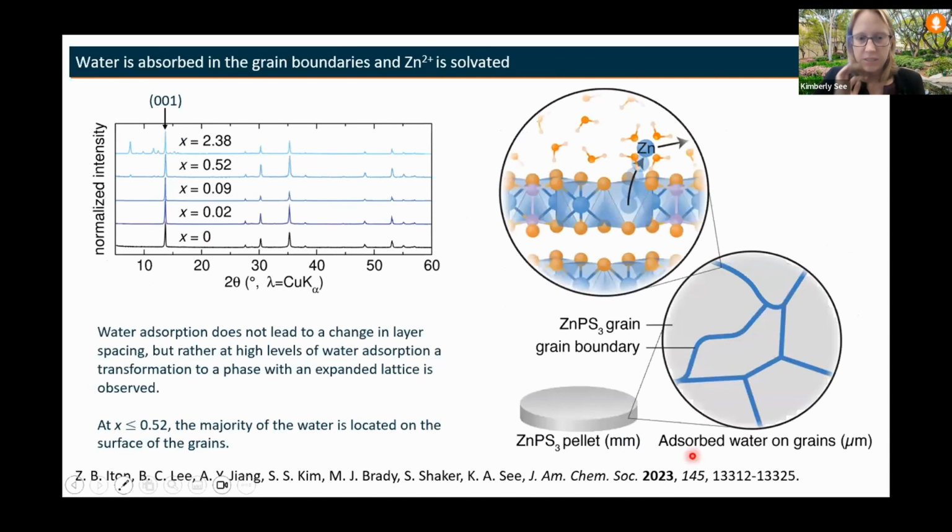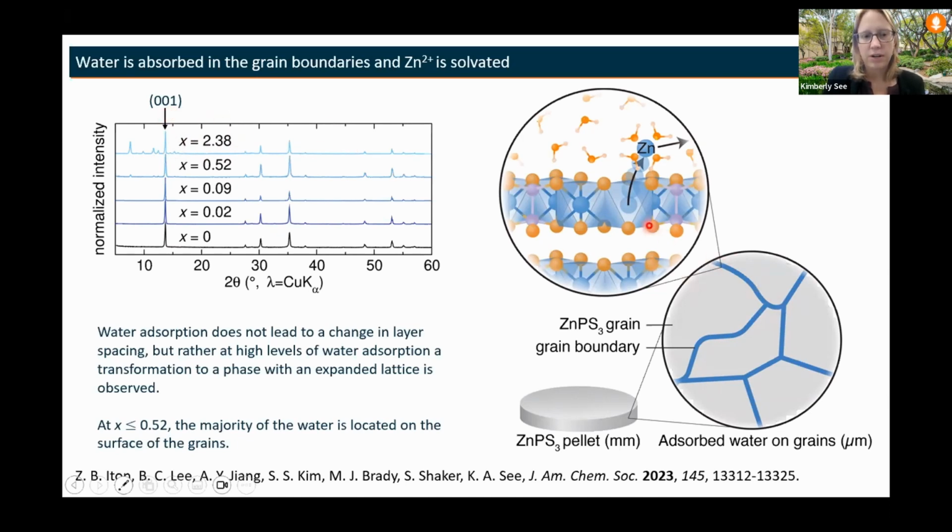The mechanism by which this is happening, we think, is that we have this material, which is a pellet. When we expose it to water, water is actually absorbed at the grain boundaries. We don't see any evidence in the crystallography that water is going into the crystal structure. So we see the 001 stays in its place as we put water in. So it's not going in the van der Waals gap. There's really no driving force for it until we get to these higher water concentrations where we start seeing new reflections, and we're studying those phase transitions now.